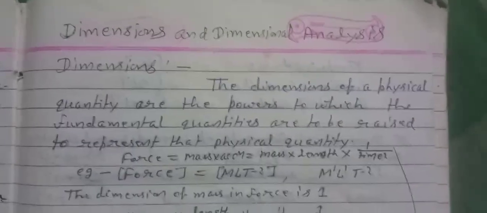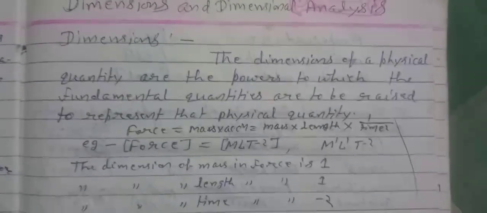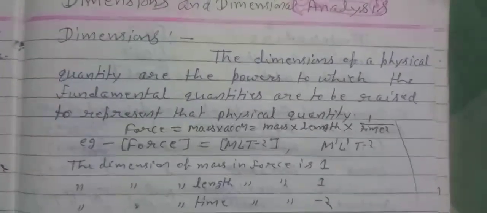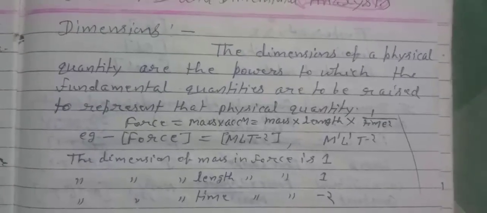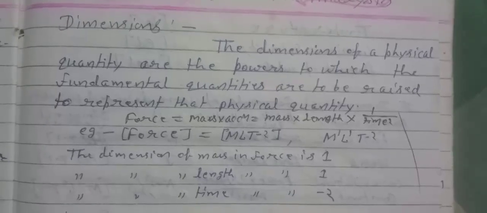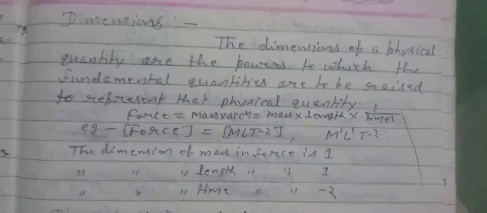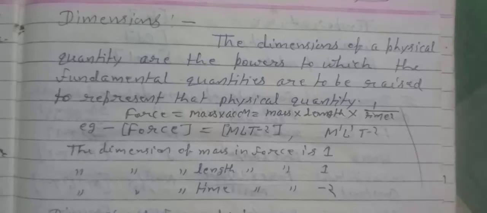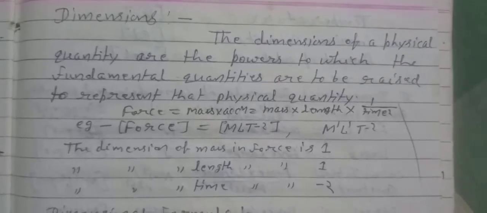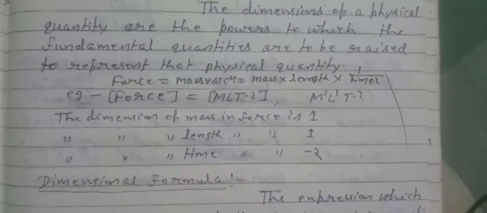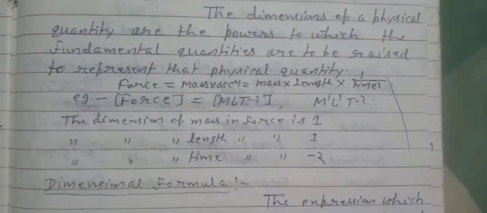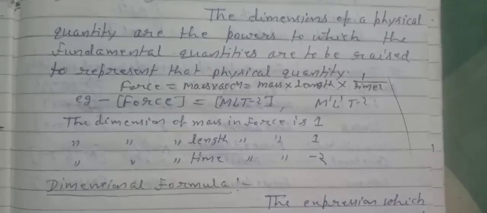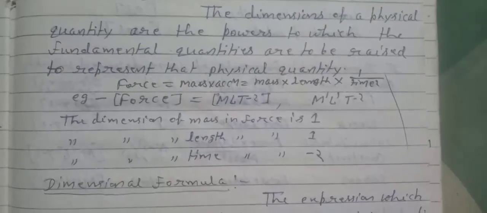Dimensions and dimensional analysis. Dimensions. The dimensions of a physical quantity are the powers to which the fundamental quantities are to be raised to represent that physical quantity. For example, force equals mass into acceleration equals mass into length into 1 by time square. So, the dimensional formula of force equals [MLT^-2] or [M^1 L^1 T^-2].